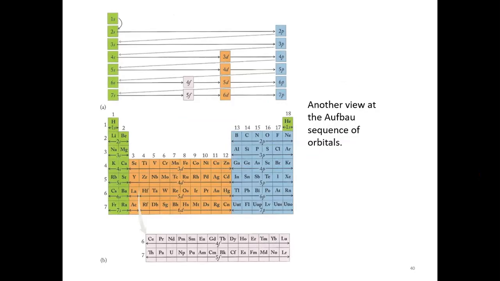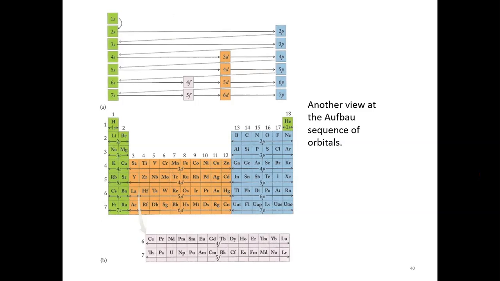If I start with 1s, which would be hydrogen, and I go to the next element, which is 2s, and then I start left to right and zigzag back to the left and left to right and zigzag back to the left and left to right, you can see that as I cross in here, it gives me the actual sequence of orbitals. So let's look at the top here.